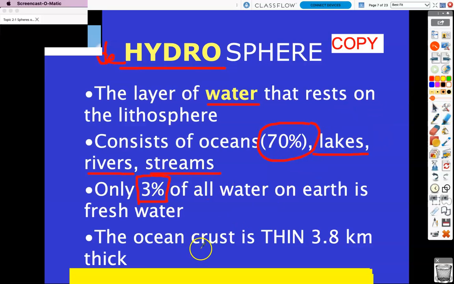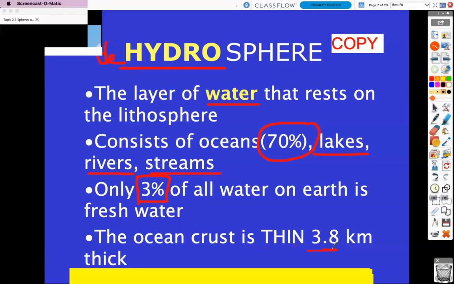The ocean crust is your thinnest part of the crust. So continental crust is much, much thicker. That's your mountains, right? Think of the Rockies, the Appalachians, the Himalayas, Mount Everest. Those are going to be a much, much thicker layer of the crust. The ocean crust is very thin. Ocean crust is only 3.8 kilometers, which is roughly a mile and a half.